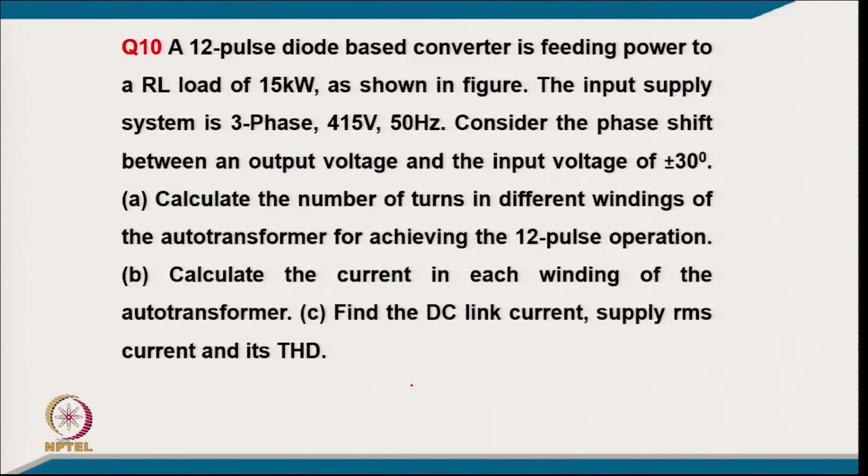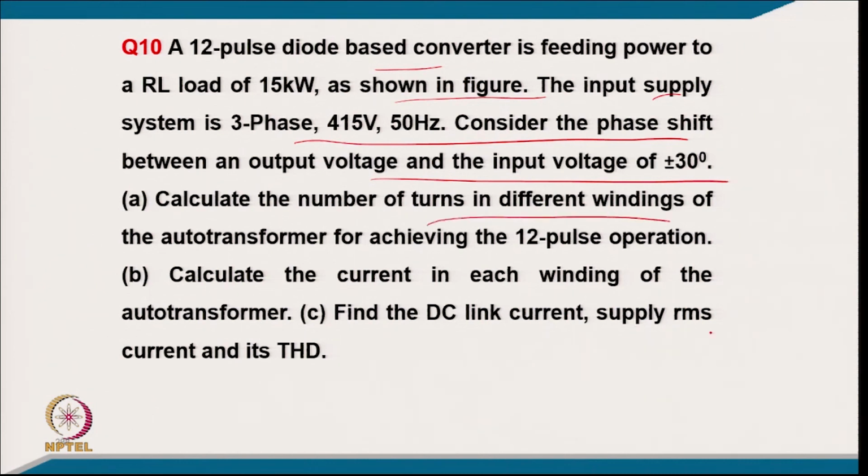Now coming to the 10th example, a 12 pulse diode bridge converter is feeding an RL load of 15 kilowatt, as shown in the figure, with input supply 3 phase 415 volt. Consider the phase shift of plus minus typically 30 degree. Calculate the number of turns in different windings of the autoconnection for 12 pulse operation. Calculate the current in each winding, and the DC link current and supply current THD.